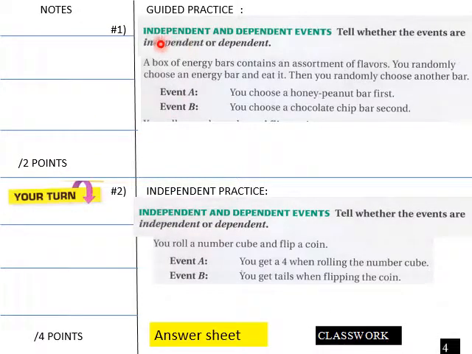Okay, into our first guided practice here. We have independent and dependent events. Tell whether events are independent or dependent. So you choose a honey peanut bar first, you choose a chocolate chip bar second. So what do we have here? We have a box of energy bars, you choose an energy bar and eat it, then you randomly choose another bar. Then students, this is yours here. Tell whether the events are dependent or independent. You roll a number cube and flip a coin. You get a 4 and then you get tails. So that one's on you.